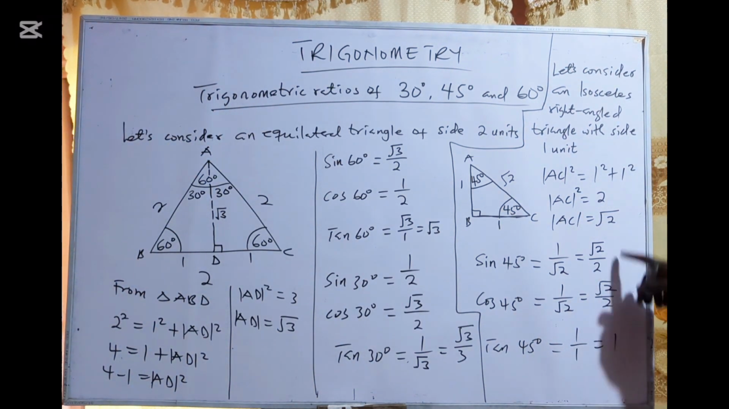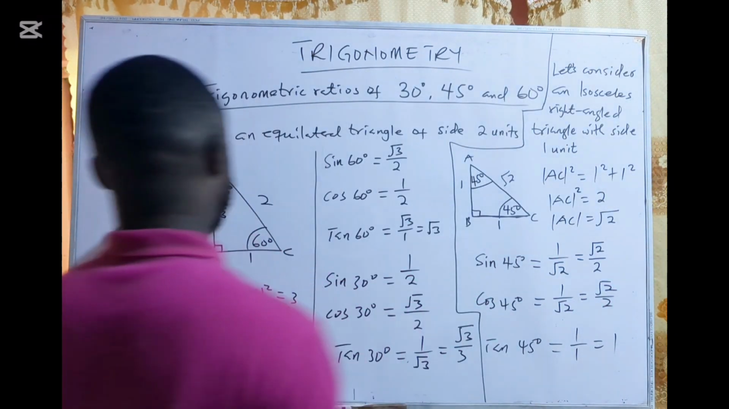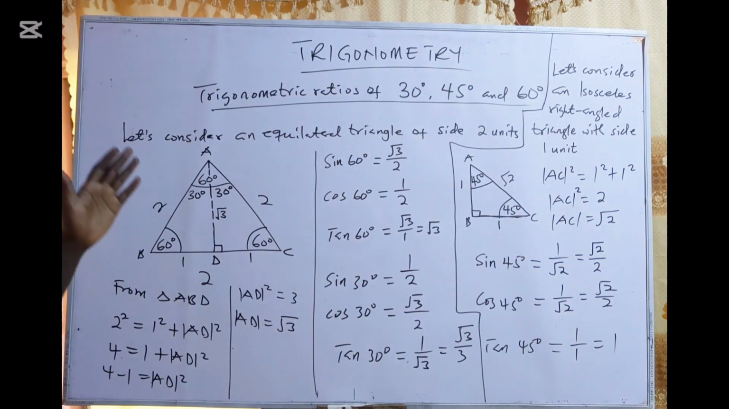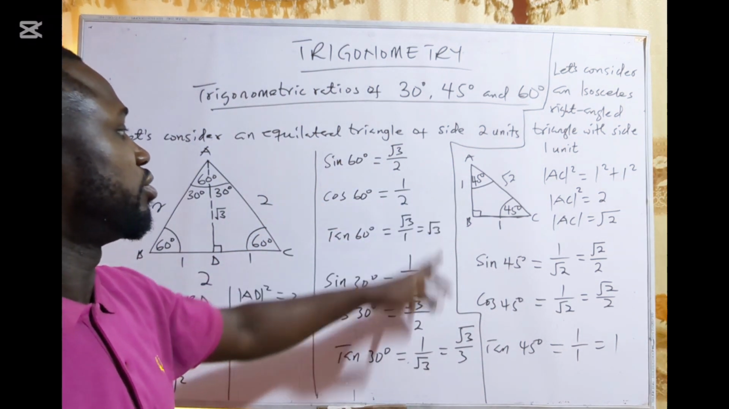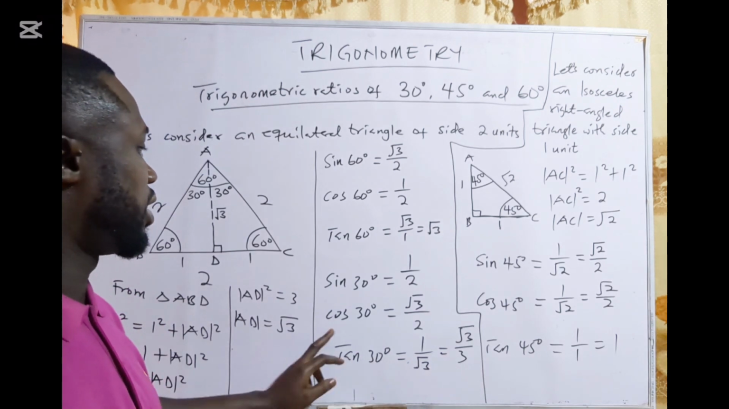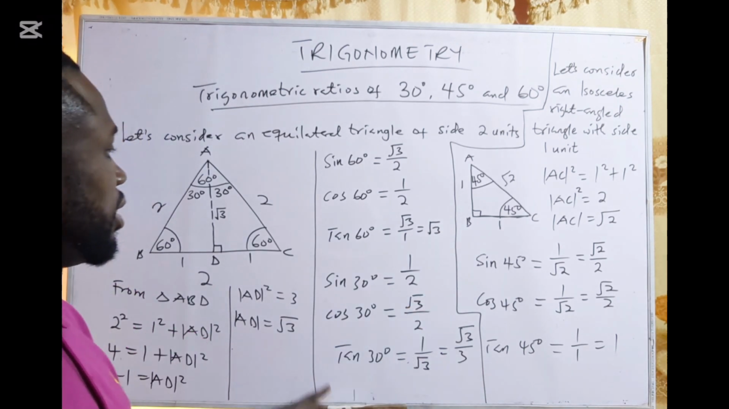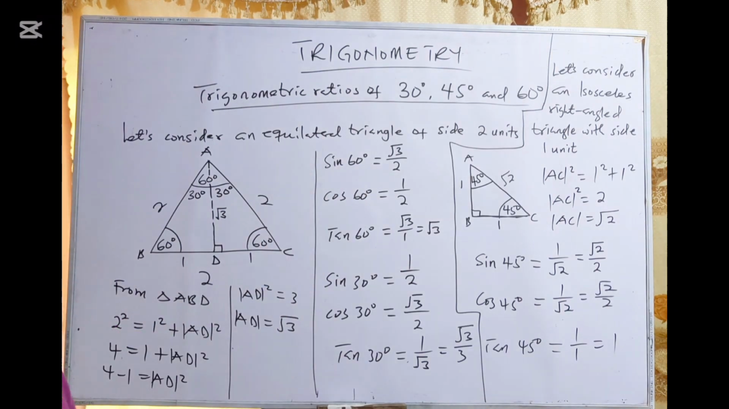Sin 45 is root 2 over 2, cos 45 is root 2 over 2. When we come to the 30 and then the 60, sin 60 is root 3 over 2, cos 60 is 1 over 2, tan 60 is root 3, sin 30 is 1 over 2, cos 30 is root 3 over 2, and then tan 30 is root 3 on 3. Okay, so that is that.